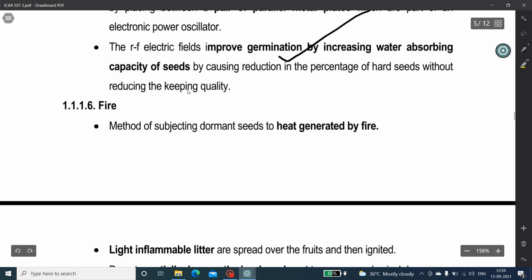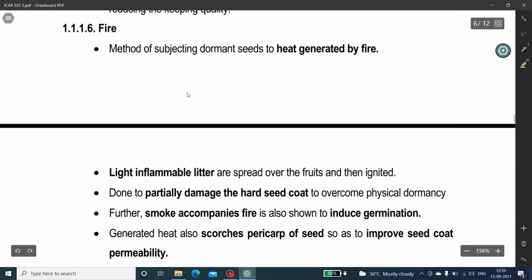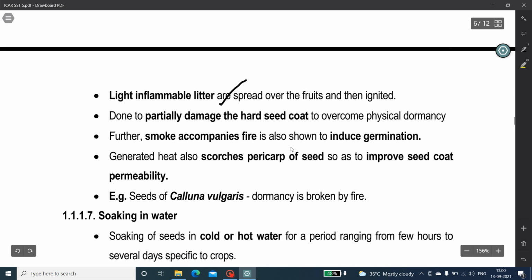The next one is fire treatment. It is a method of subjecting dormant seeds to heat generated by fire. The light inflammable litter is spread over the fruits and then ignited. It is done to partially damage the hard seed coat to overcome physical dormancy, and further it leads to the metabolic process of germination. Further, the smoke that accompanies fire is also shown to induce germination.